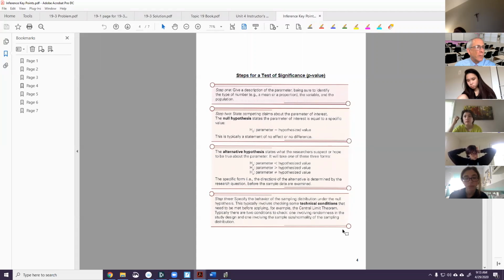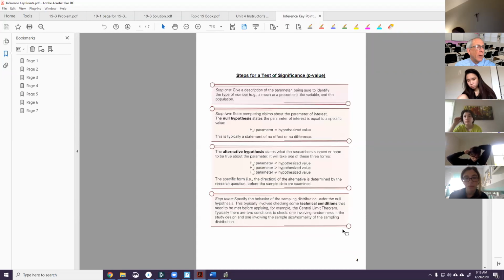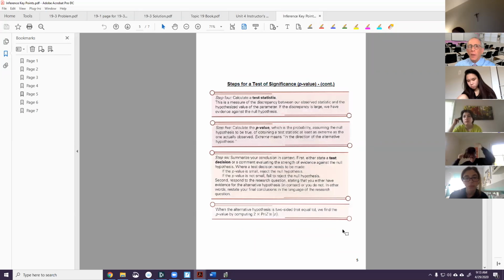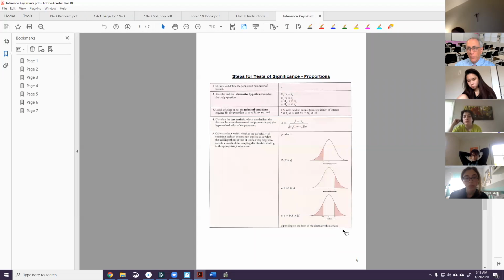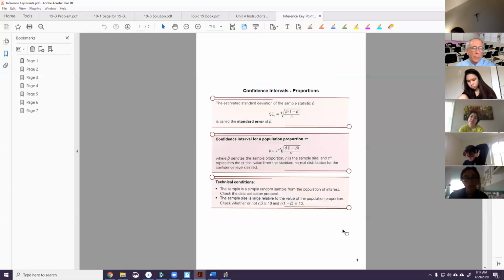I have some general points for tests of significance for p-values. It talks about null hypothesis, alternative hypothesis, technical conditions. What is a test statistic? What is a p-value? How do you make a decision? And then I have the specific formulas for proportions, categorical, and for means, quantitative. So it's a really nice summary, and in the course of your studying and doing some problems, I would say refer to it. Okay? All right?